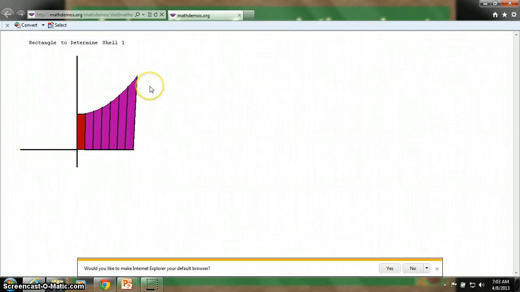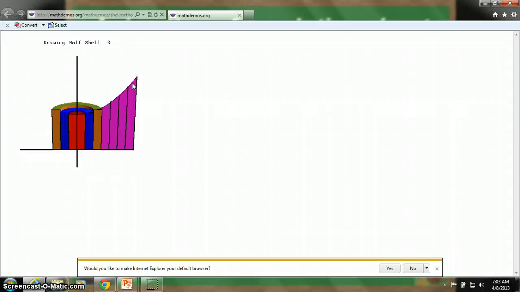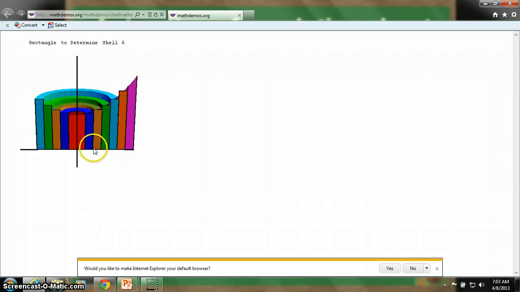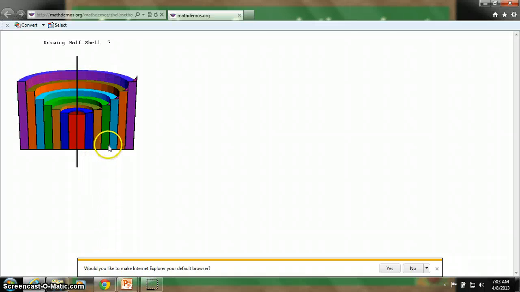Pretty cool. You want to run that? I'll show you again. Here we go. This is our graph. These are the function values. Those would be the heights of the shells. The value of x would be the radius of rotation for each shell. And dx would be the thickness of each shell, the thickness of each rectangle.